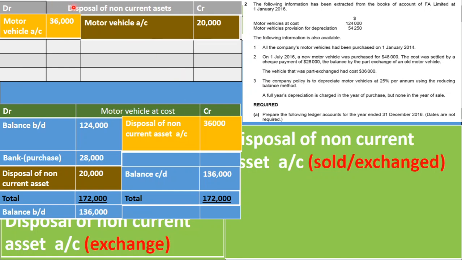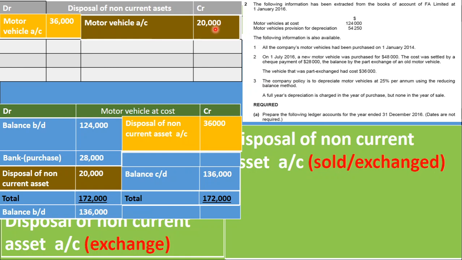Now we focus on disposal of non-current asset, the second ledger that was required to be prepared under this method. Disposal of non-current assets is very simple. You can just think of this as a normal machine or a normal asset. So in this case, in the debit side you record your increase, in the credit side decrease. So initially we had a motor vehicle of 36,000 at original cost. Now when you are exchanging it, that is equivalent to sales, that reduces our motor vehicle, so you put here 20,000. See, this is the exchange value or sale value.